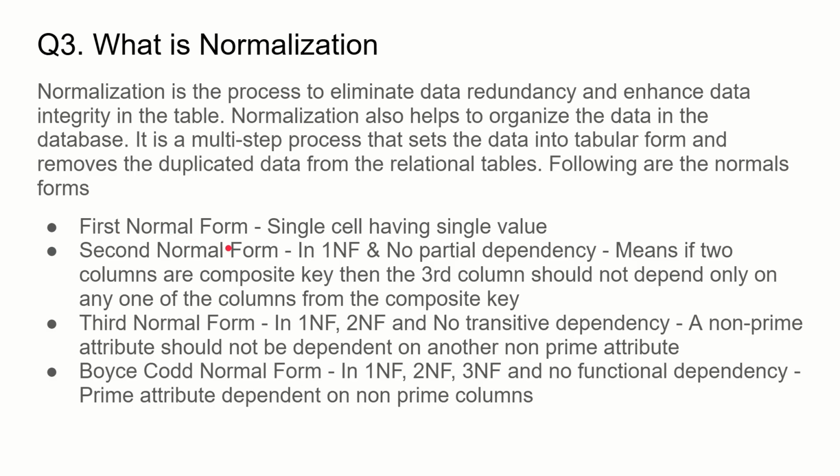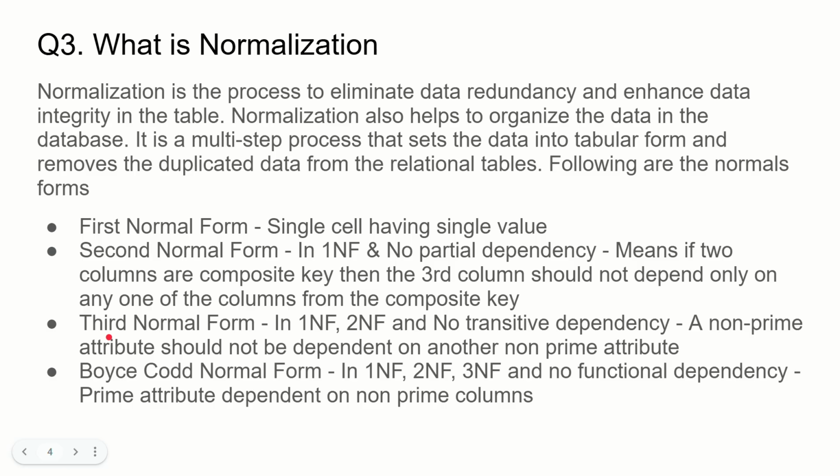First normal form. This form states that a single cell should have a single value only. Second normal form. For a table to be in second normal form, it should be in first normal form, and there should not be partial dependencies. What is partial dependency? If two columns are a composite key, then the third column should not depend on only one of the columns from the composite key.